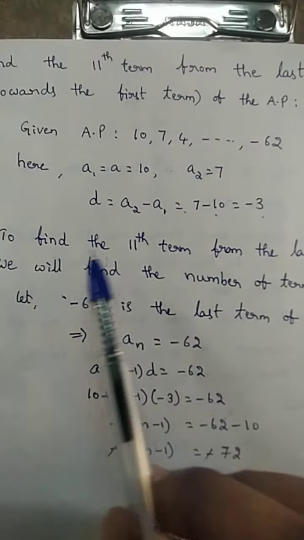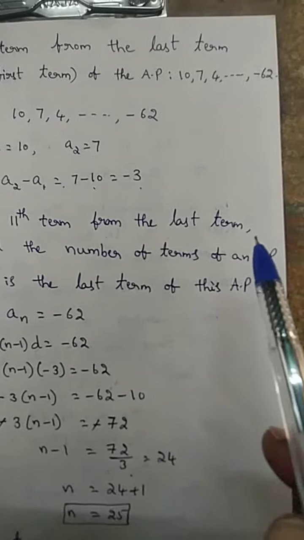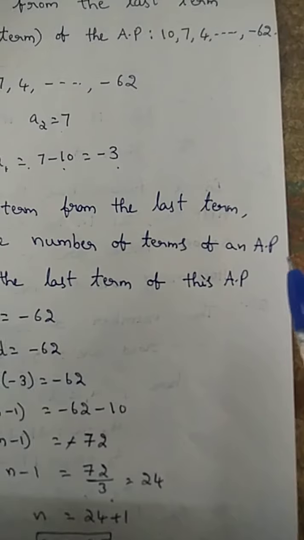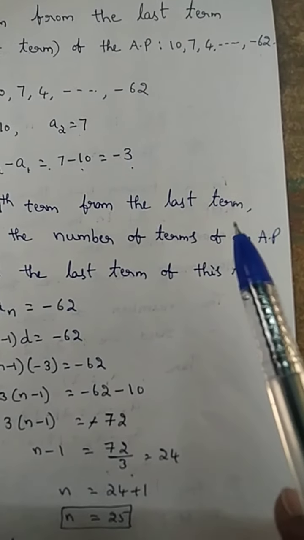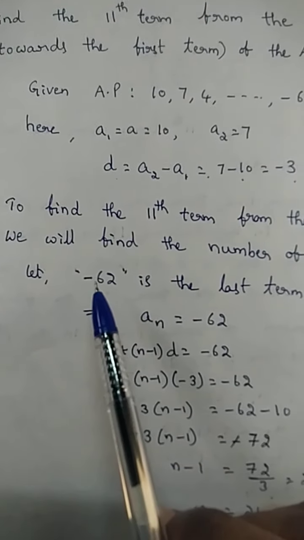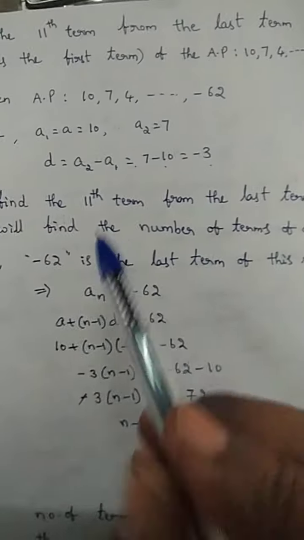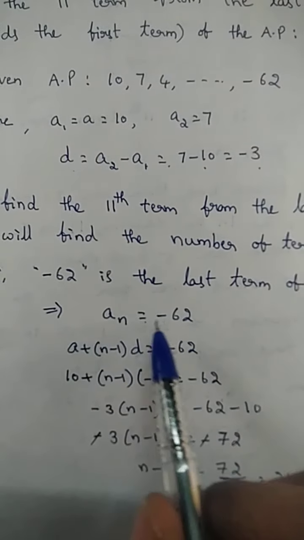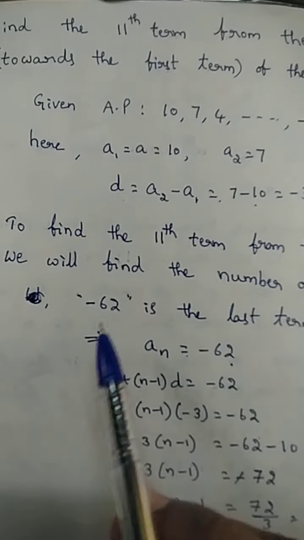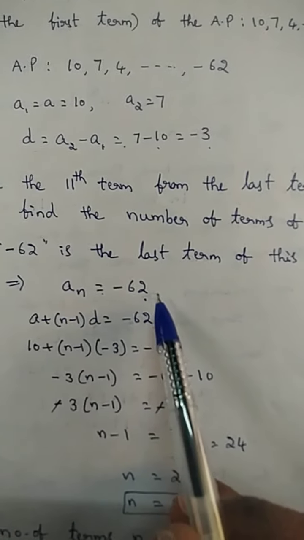To find the 11th term from the last term, we will first find the number of terms of the AP. Let minus 62 be the last term of this AP, so an is equal to minus 62. No need to assume that, because it is already given in the problem. If it were not mentioned, we could assume it.